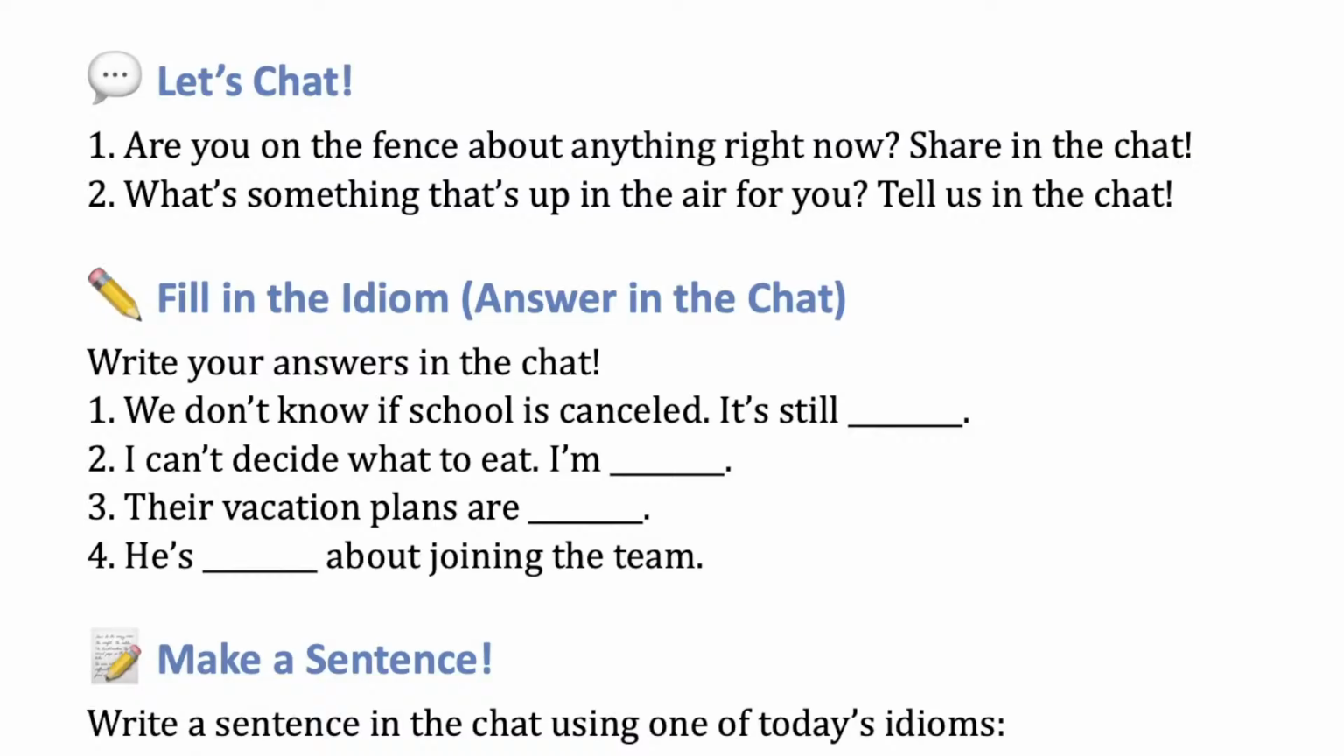1. We don't know if school is canceled. It's still. Finish the sentence. 2. I can't decide what to eat. I'm. Finish the sentence. 3. Their vacation plans are. Finish the sentence. 4. He's about joining the team.